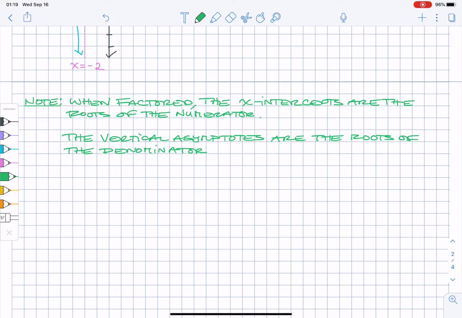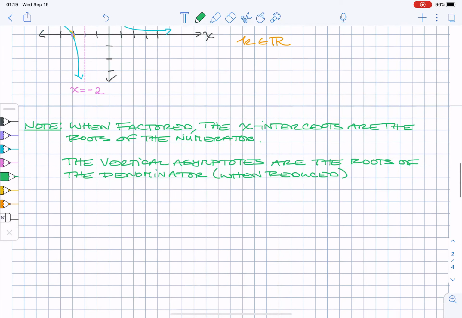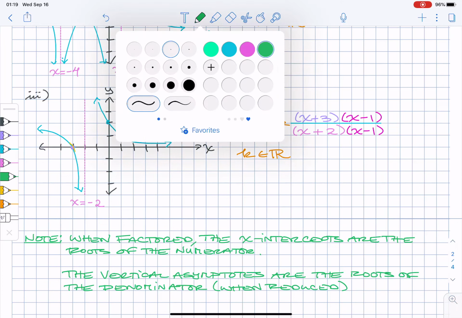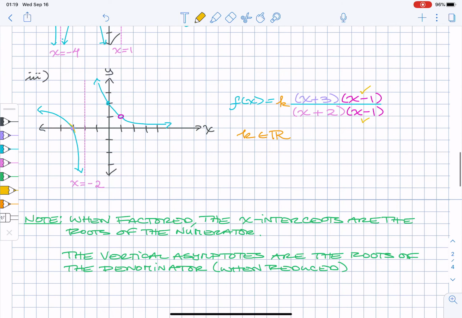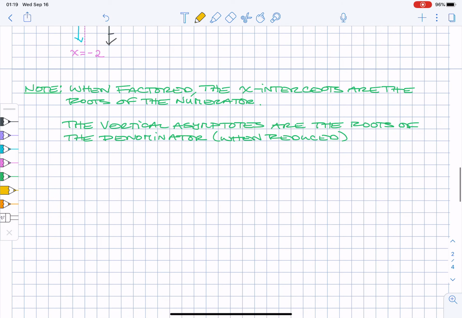And this is when reduced, right? Otherwise it's a hole, right? So if there's the same factor on the top and the bottom and you can reduce, then that's a hole. Okay, so where was I?